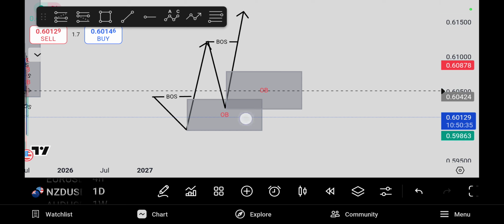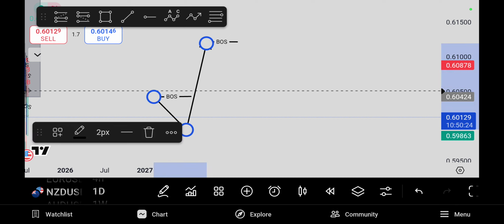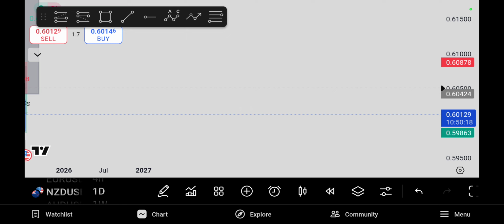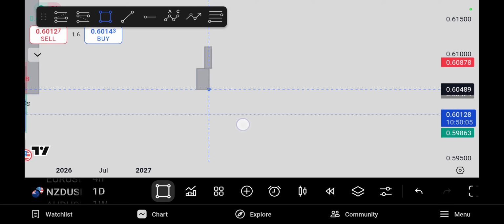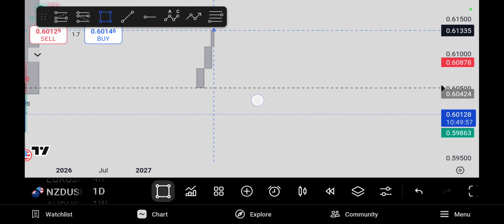One thing I'll remind you: for an order block to be valid, for you to know that this order block is valid, there will be a fair value gap. And what is a fair value gap? It's when there are three candles. I can draw it like this. First is this candle here, this candle here, this candle here.